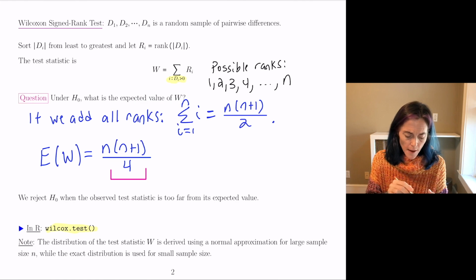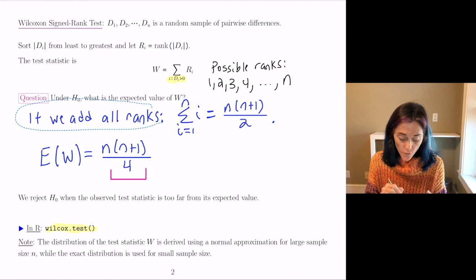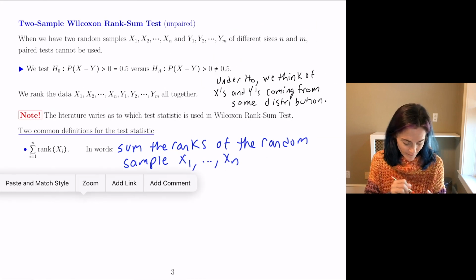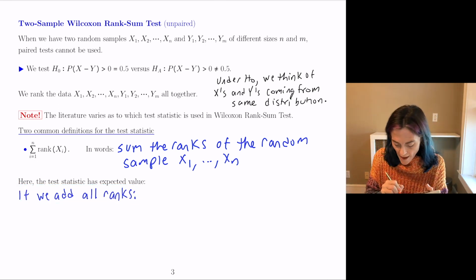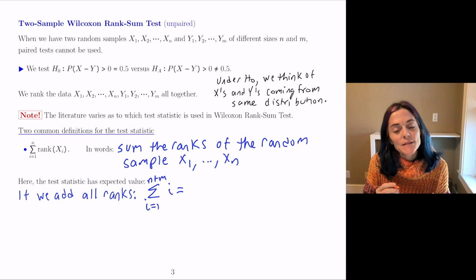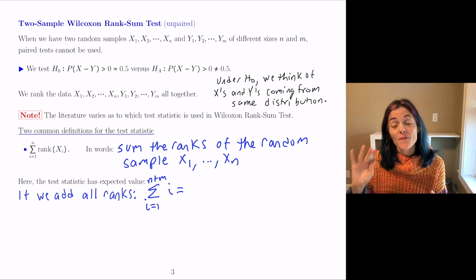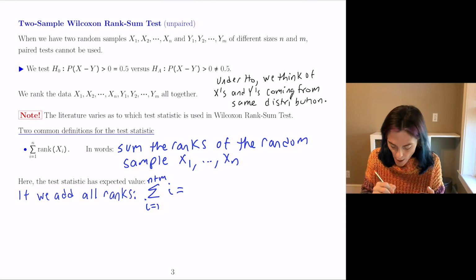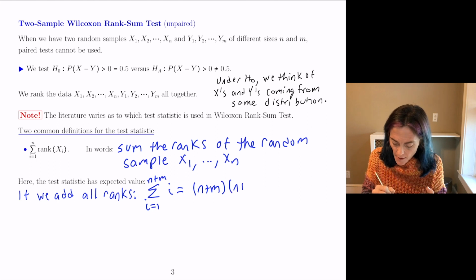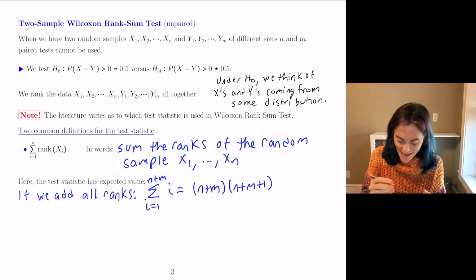Okay, so let's back up and just copy and paste this. If we add all the ranks, we would have a sum i equals 1 to n plus m of i. And using our formula for the sum of the first, in this case, n plus m positive integers, we get n plus m times n plus m plus 1 divided by 2.